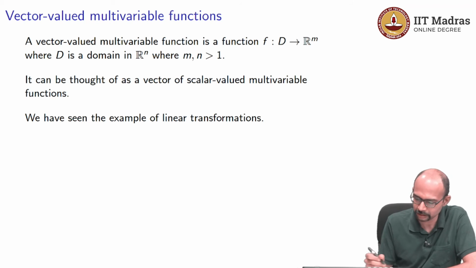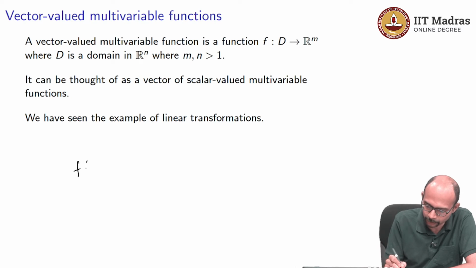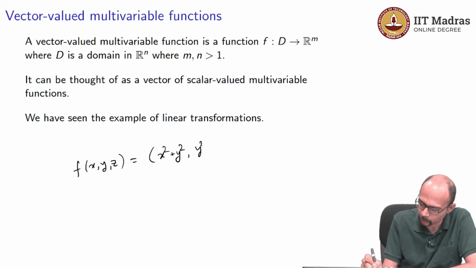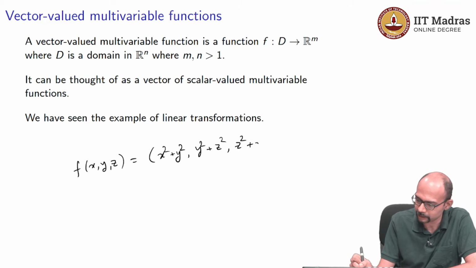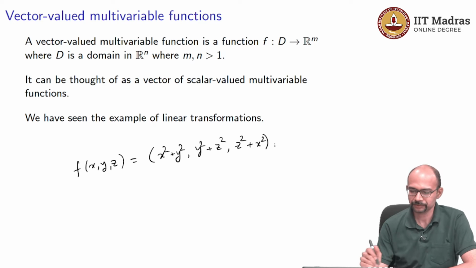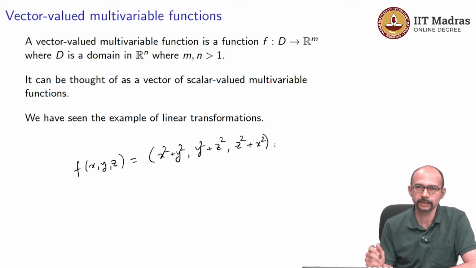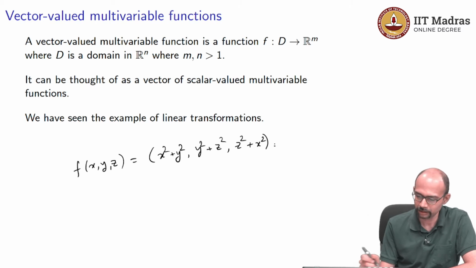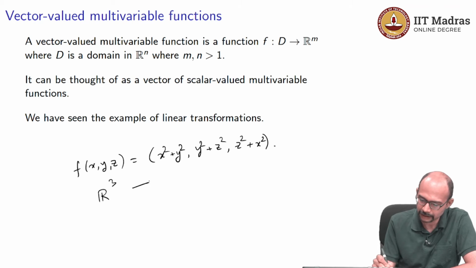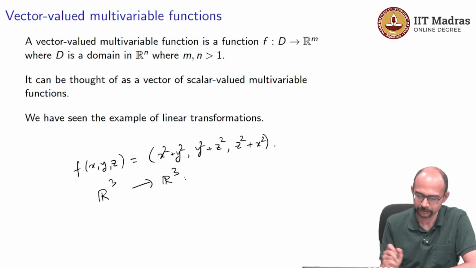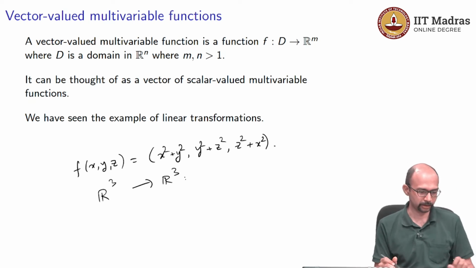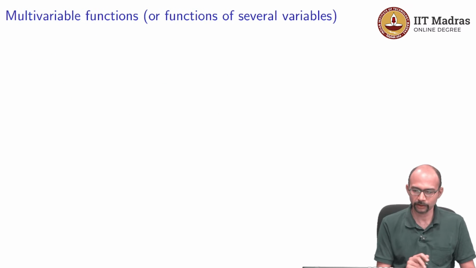Let me give another few examples. f of x, y, z is x squared plus y squared plus z squared plus x squared. So this is a vector valued multivariable function. This is a function from R3 to R3. This is another example, and this is not a linear transformation. So let us sort of combine these.